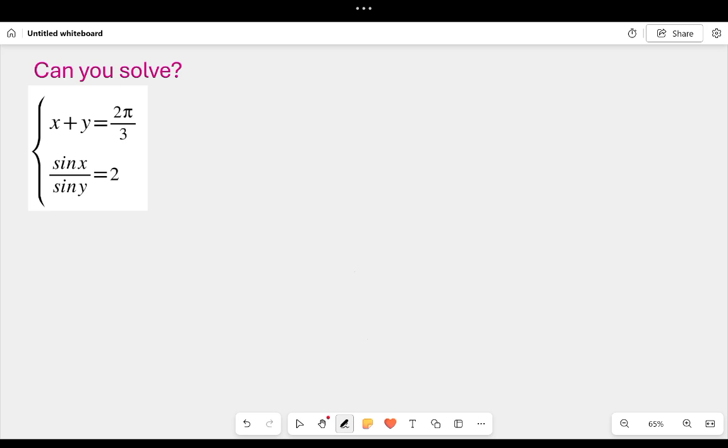So we are solving the system of equations here. And the first thing we need, just consider the first equation. If x plus y is equal to 2 pi over 3, then we can say y is simply equal to 2 pi over 3 minus x. Very important. We are going to use this with time.